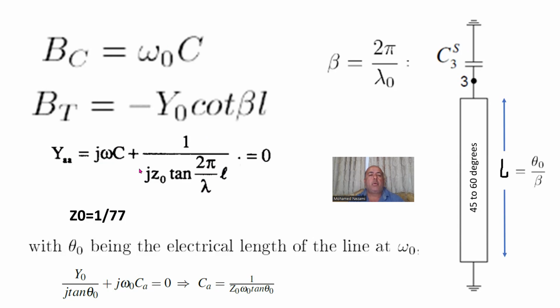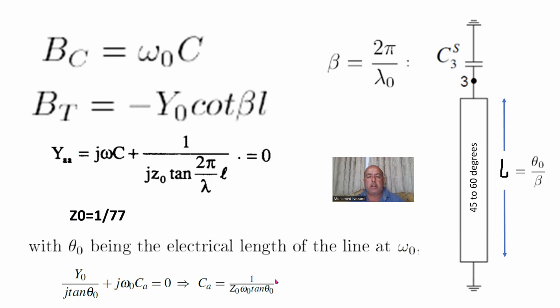That's the quarter wavelength shorted line impedance, okay? We need the summation of this equal to 0. Of course, Z0, characteristic impedance is 77. Okay, I'm sorry, this is Y0 here. It's not Z0. So therefore, we can actually solve for this to compute the C in here, the required C.